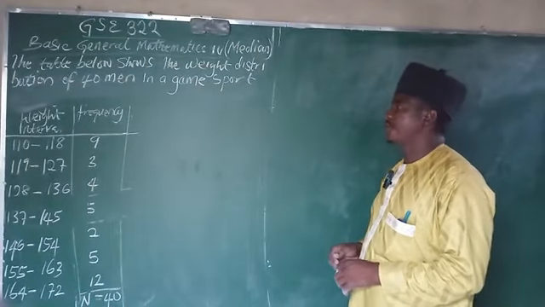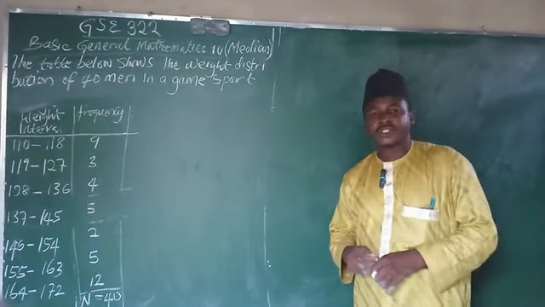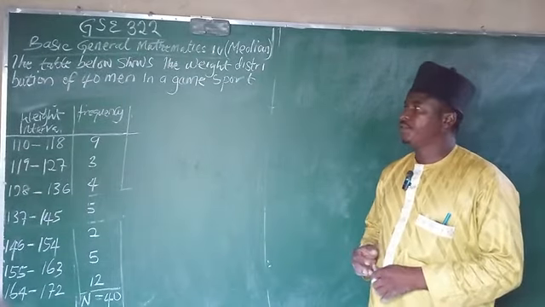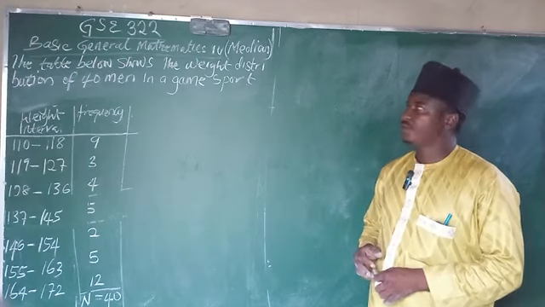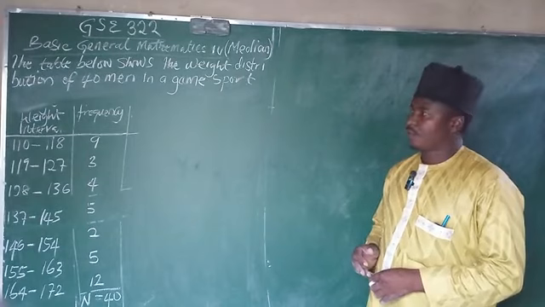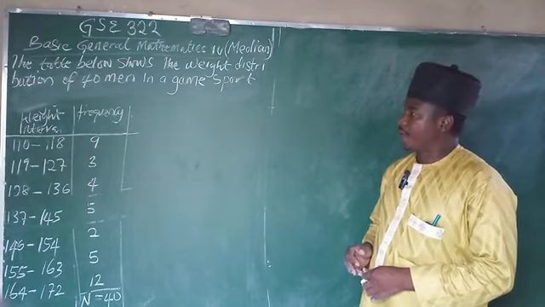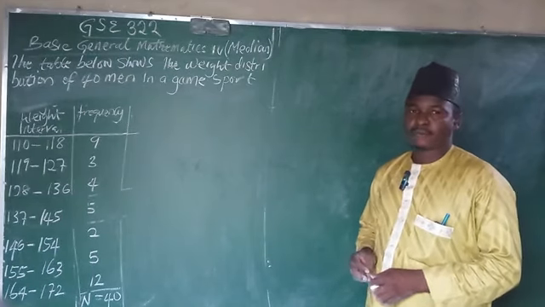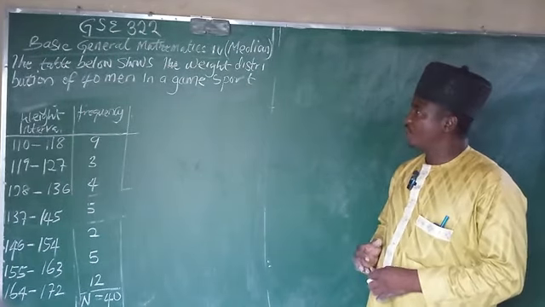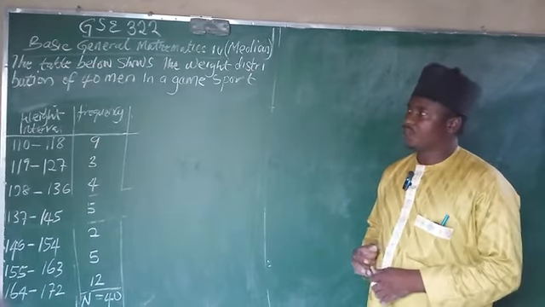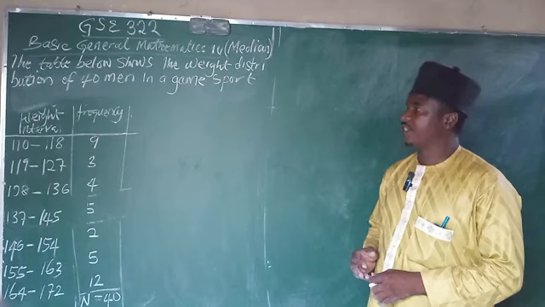In our last class, we learned how to find the mean of group data. And at this moment, we are here to find the median of group data under measure of central tendency, also known as measure of location.